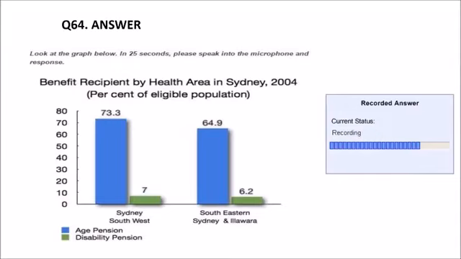In conclusion, the biggest recipients were age pension in the southwest region, while the least number of recipients were disability pensioners in Illawarra region of Sydney.